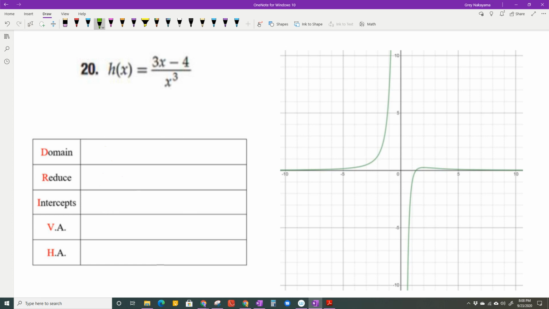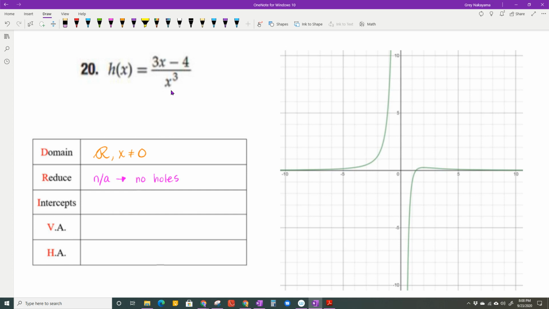Okay, h of x equals 3x minus 4 over x cubed. So my domain is my denominator. Where is it equal to 0? Well, at 0. So all real numbers except x can't be 0. There are no factors to cancel, so there are no holes.